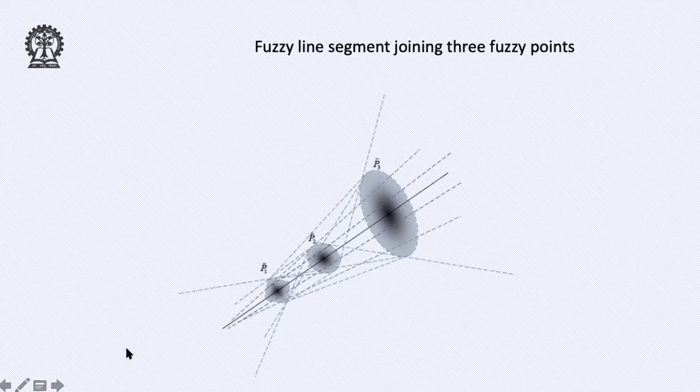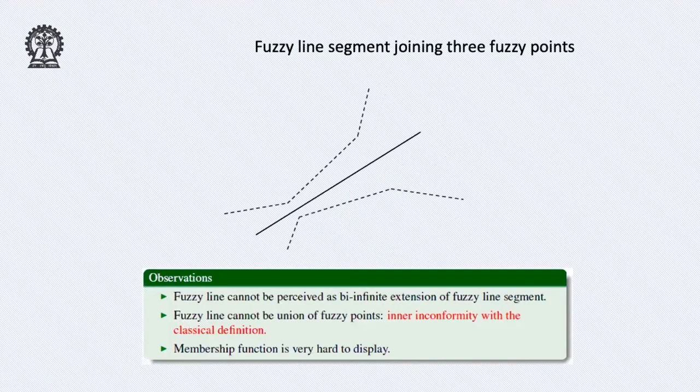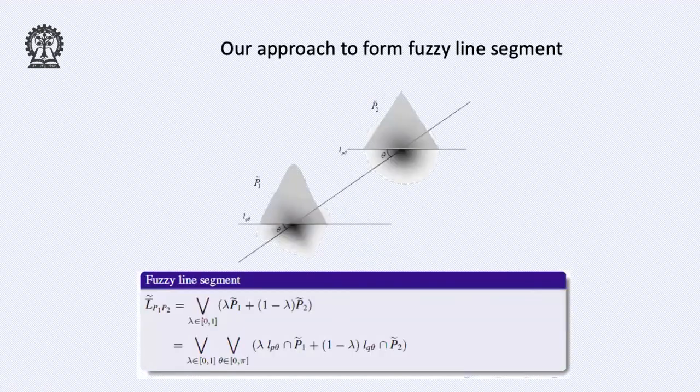Then we thought maybe there is some mistake. It has always been said that whatever definition you give for fuzzy, it must be customarily scalable down to the classical definition. Otherwise, inner conformity will be missed, and we cannot declare this a fuzzy concept at all. That's why we thought about how we can define it.